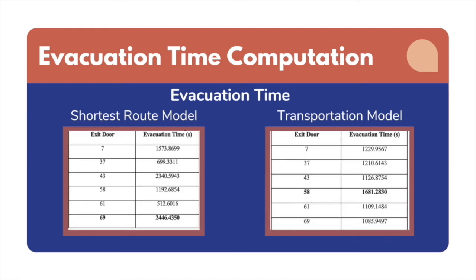The tables show the evacuation times obtained from both models, and based from the calculated evacuation time shown, the longest time it took the occupants to evacuate in the transportation model was coming from exit 58, which is 1,681.2830 seconds. They considered this as the total evacuation time, as it would be the time all evacuees are deemed safe and are out of the building.